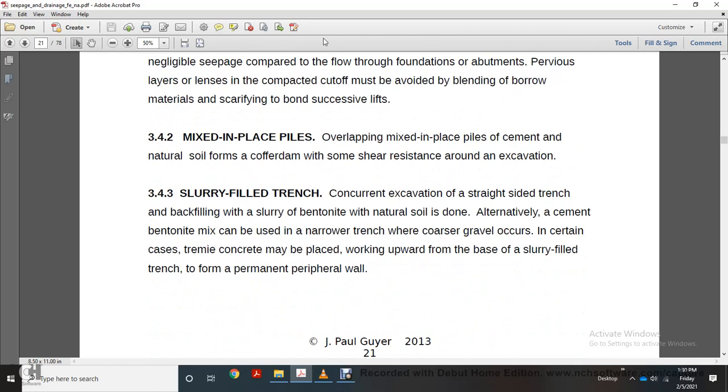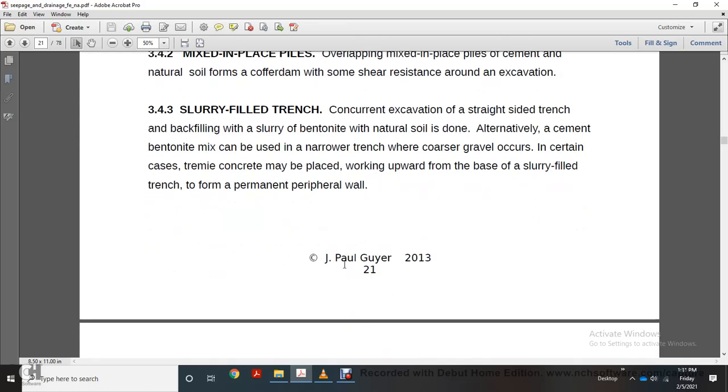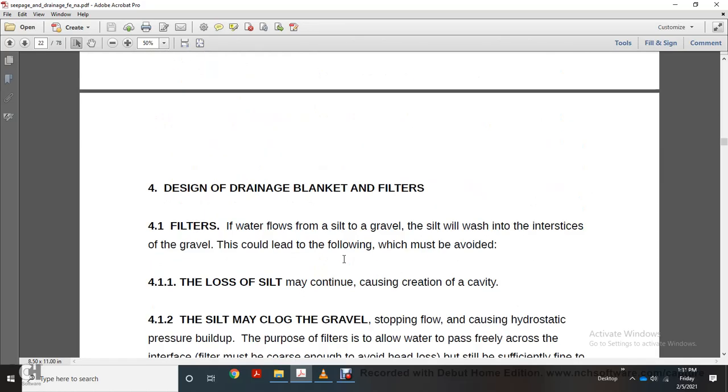form a cofferdam with shore resistance around the excavation. Slurry-filled trench: concurrent with the excavation, with the straight side of the trench, backfilling with the bentonite slurry and natural soil is done alternately, or a cement-bentonite mix can be used in a narrow trench with coarser gravel. In the case of tremie concrete, it may be placed working upward from the base of the slurry-filled trench, forming a permanent peripheral wall. For design of the blanket of the filters, water flows in the silt or gravel.